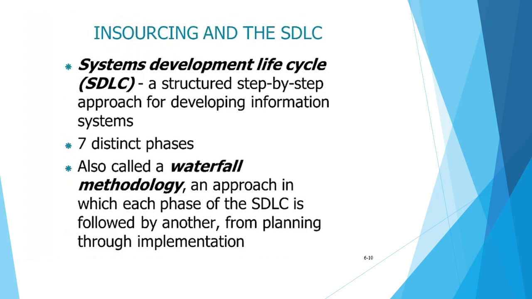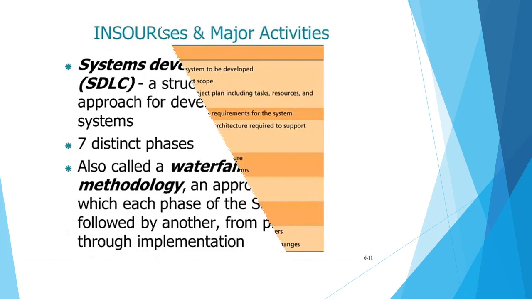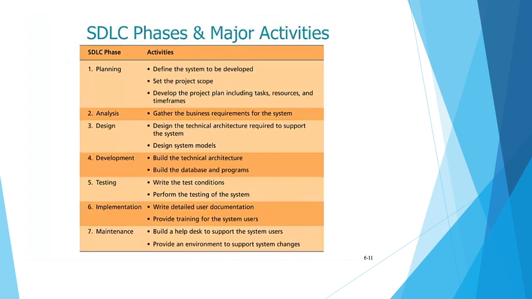So the first thing we talk about is, if we are doing in-house development, insourcing, there is a traditional waterfall method. It's called the Systems Development Life Cycle, or SDLC. It's a highly structured step-by-step approach for developing information systems. It has 7 phases, and hundreds of activities really associated with each phase. One of the issues with SDLC is that it's very long, it's very intensive, and can take a very long time, and that's been one of the complaints over why there's been so much innovation on these methodologies.